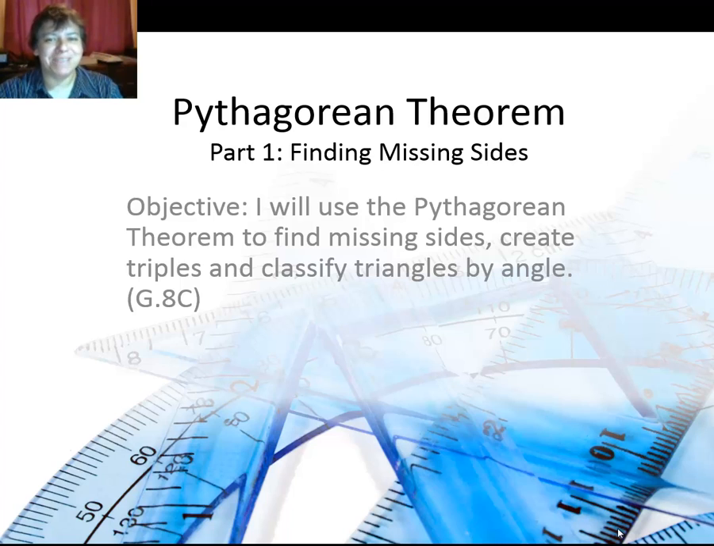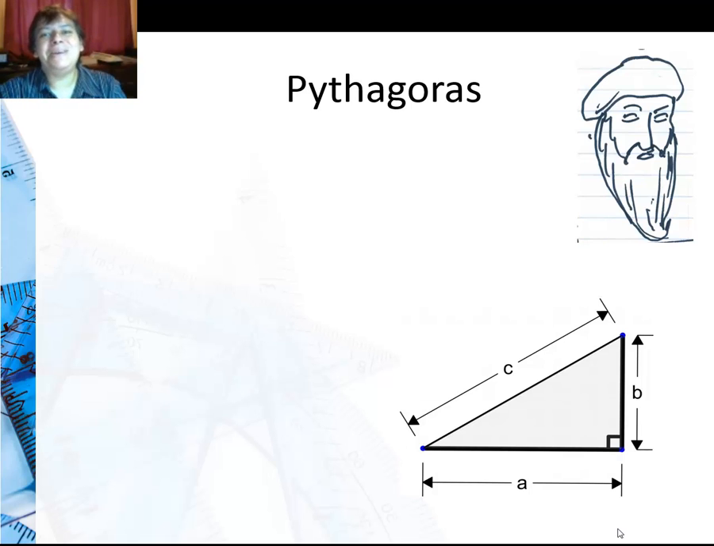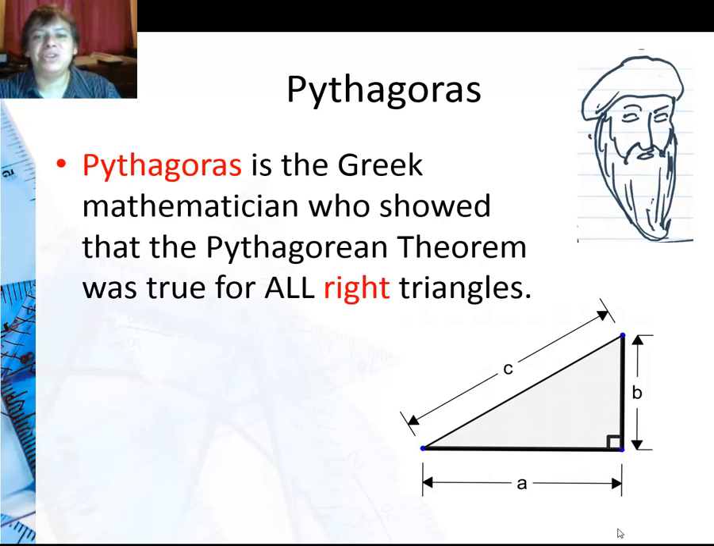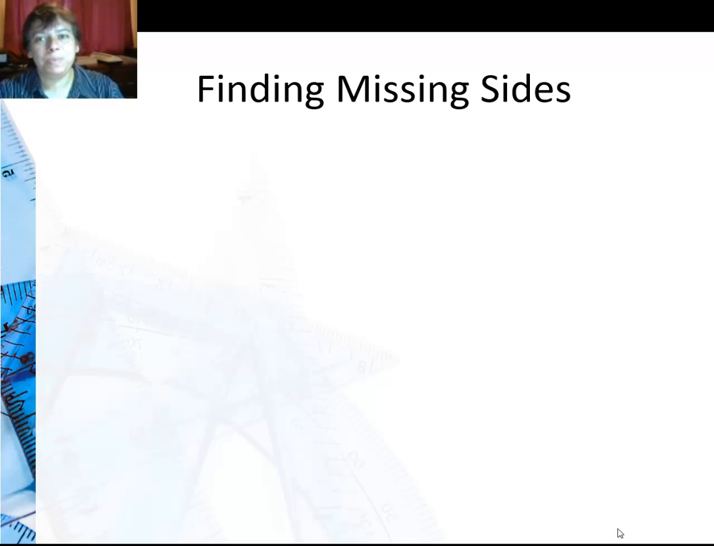That was bad. Okay, so let's talk about Pythagoras. That was kind of a joke on the Pythagorean Theorem. Pythagoras is the Greek mathematician who showed that the Pythagorean Theorem was true for all right triangles. So he showed that c squared equals a squared plus b squared. And I do have another video on this lesson that actually shows how he proved it. Well, it shows a deductive proof for the Pythagorean Theorem.